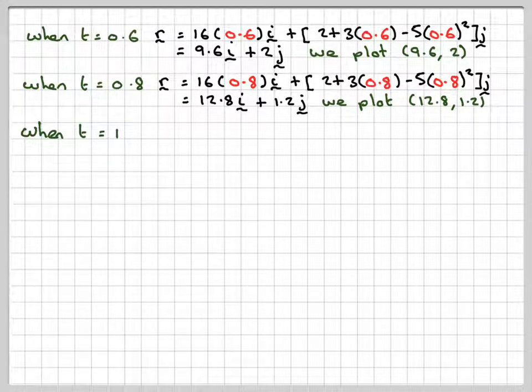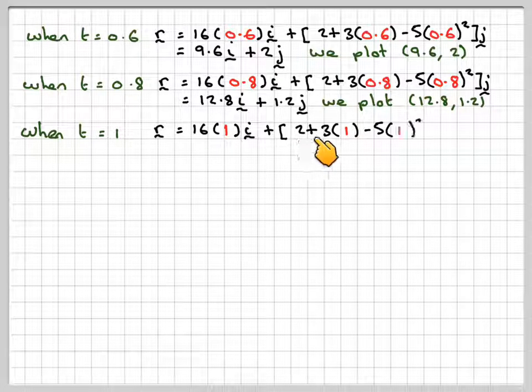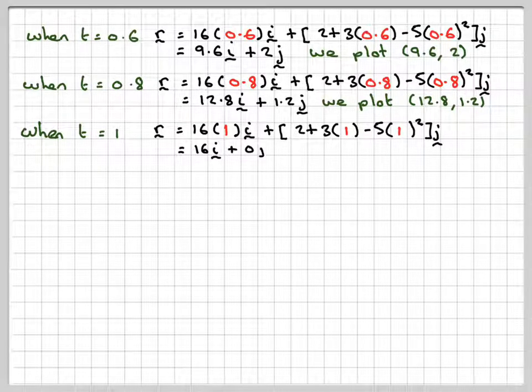When t is equal to 1, we're going to have that r is 16 times 1 i plus 2 plus 3 times 1 minus 5 times 1 squared j, which gives me 16i plus 0j. We plot the point 16, 0. Right, having done that, we can plot a graph.